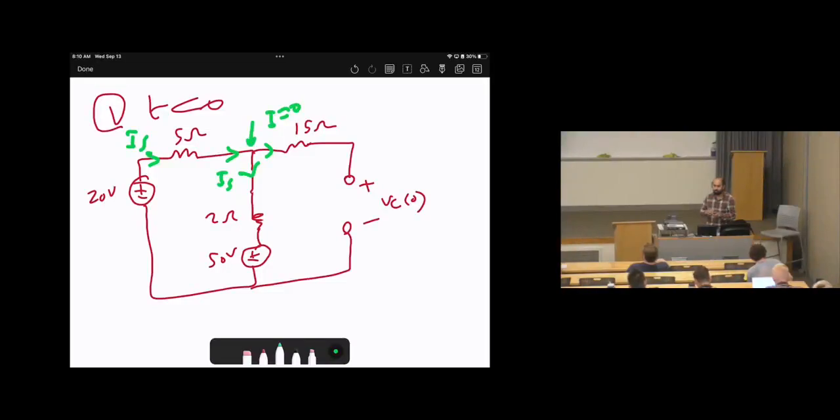So we have a single loop but with 2 voltage sources. So I cannot apply the single loop formula because we have 2 voltage sources. So what should I do to find IS? Any recommendation? What should I do?